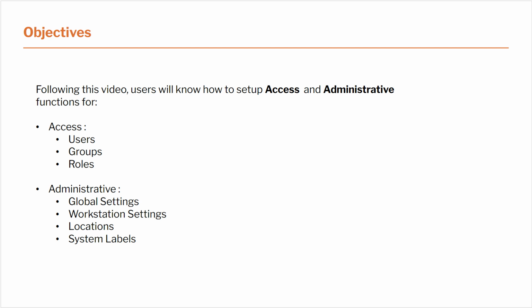Following this video, users will know how to set up access and administrative functions such as user, groups, roles, global settings, workstation settings, locations, and system labels. Custom translations and API keys will be covered in separate videos.